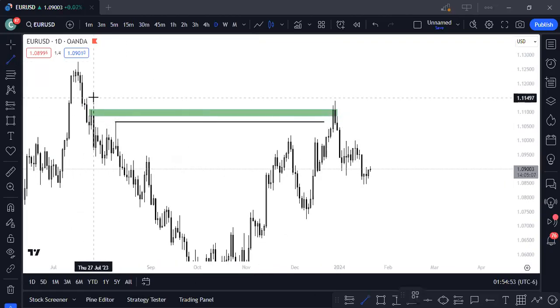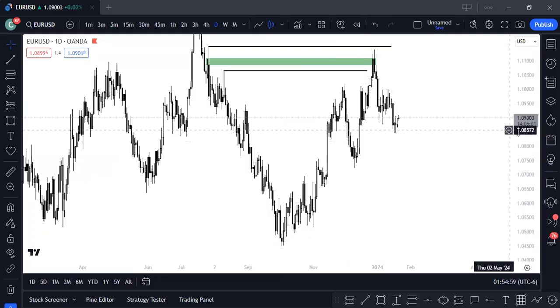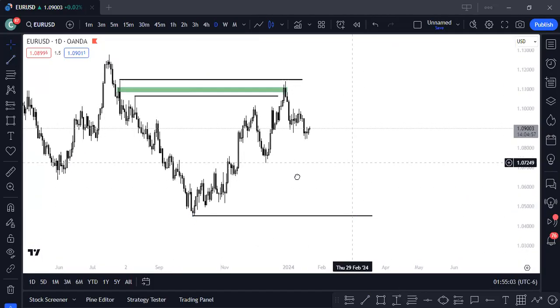Why is this my protected eye? Now you see price did not take out the protected eye just yet. So where's my target? This is my target here. This is my target.